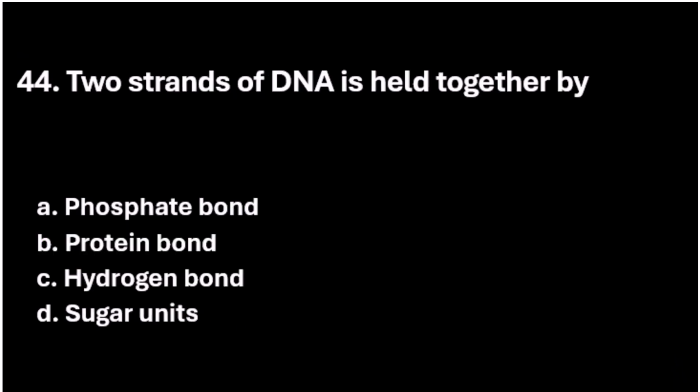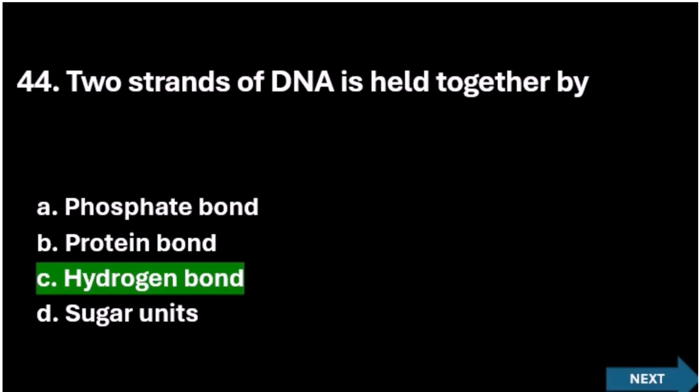Next question. Two strands of DNA are held together by: option A, phosphate bond; option B, protein bond; option C, hydrogen bond; and option D, sugar units. The right answer is hydrogen bonds. Two strands of DNA are held together by hydrogen bonds.